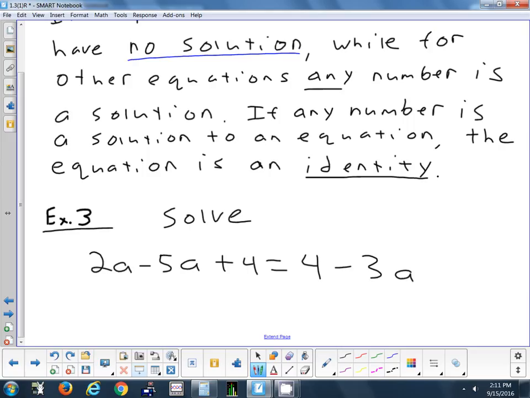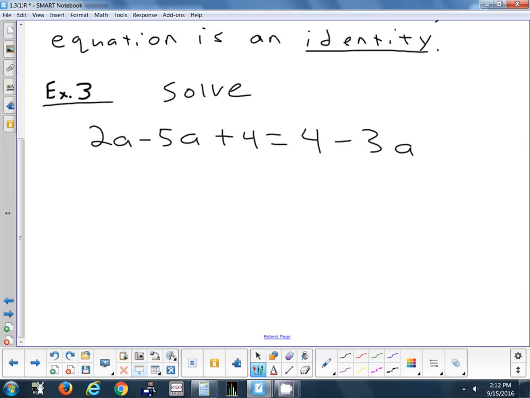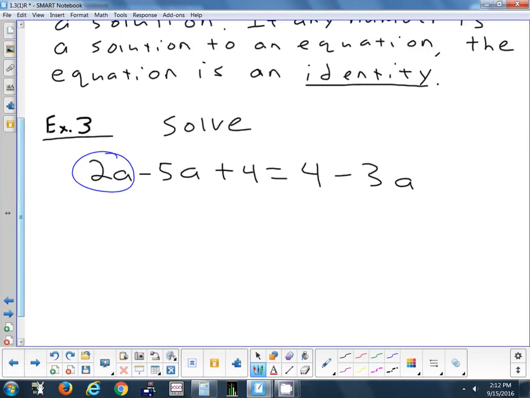Now, if I didn't tell you that this was special, you'd just start solving it like you normally would. Start with your simplify. Anything that I can do under my simplify step? You can combine 2a and minus 5a. And what do you get when you combine 2a and minus 5a? Negative 3a. And bring down everything else.